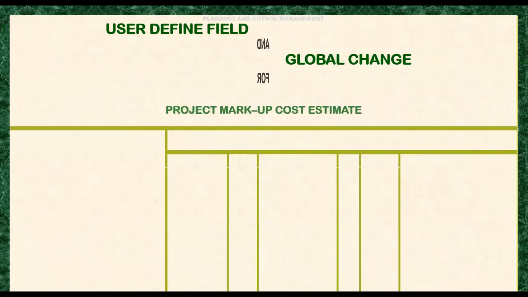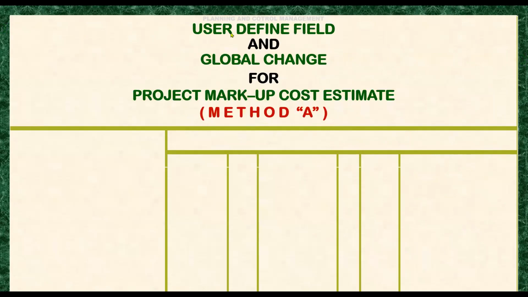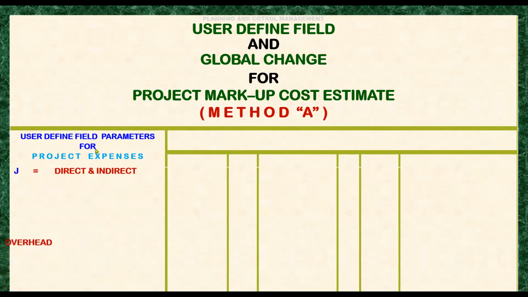Okay, here we go. This is about the user-defined field and global changes for project markup cost estimate method A. We have already done the markup cost for the activity resource assignment. As I said, we missed the markup cost for the project expenses. So this is what we will be doing now. That is why we have user-defined field parameters for project expenses.